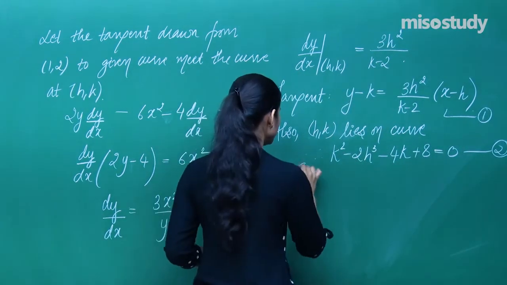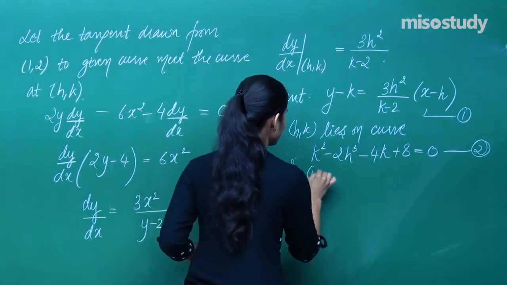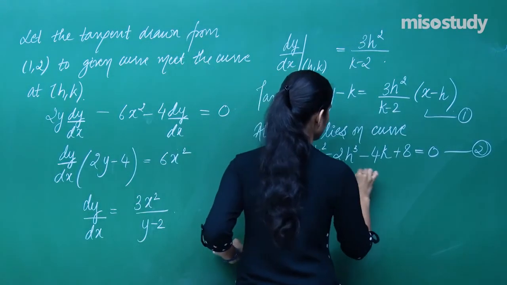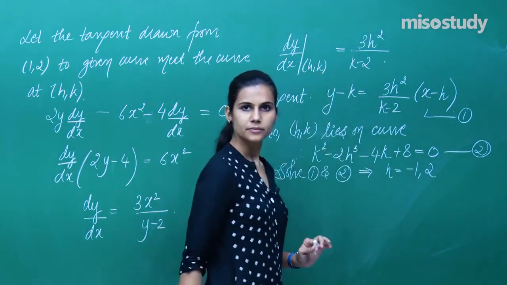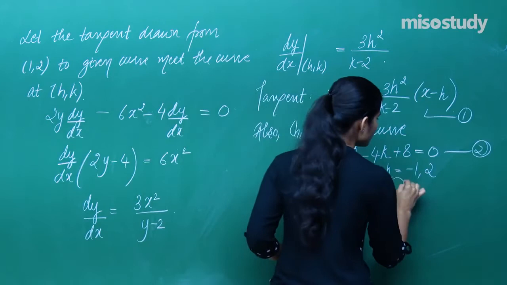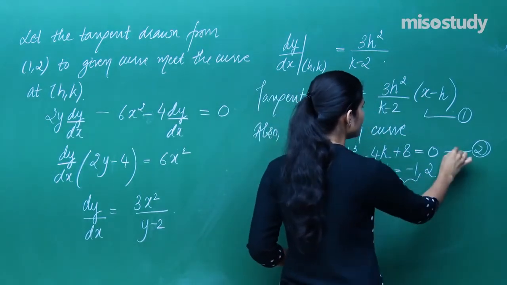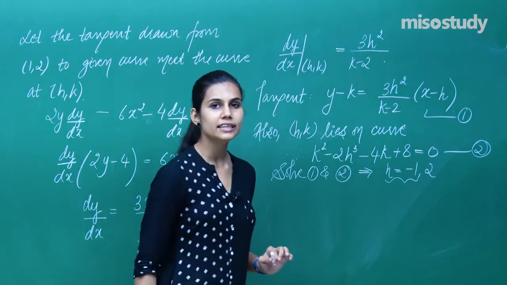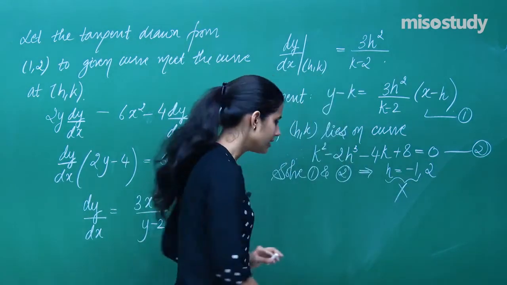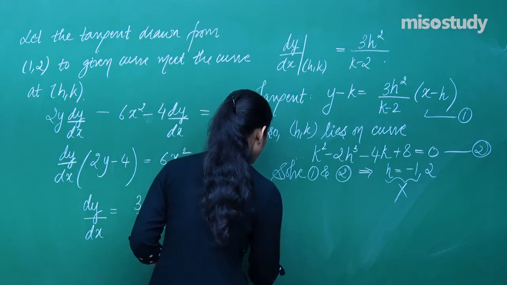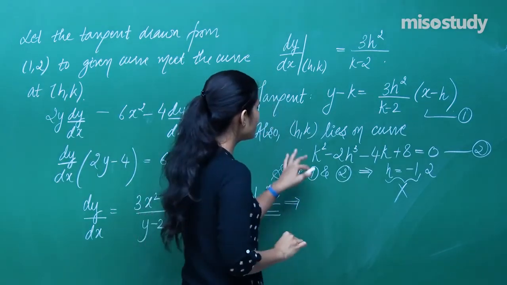When you solve 1 and 2, h comes out to be minus 1 and 2. But with h equals minus 1, when you put it in the second equation, you don't get real values of k. So you basically don't take h equals minus 1, you take h equals 2. And for that, what are the values of k that you get?